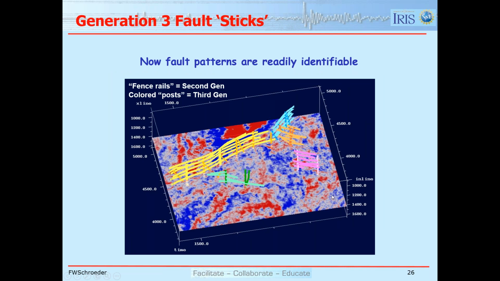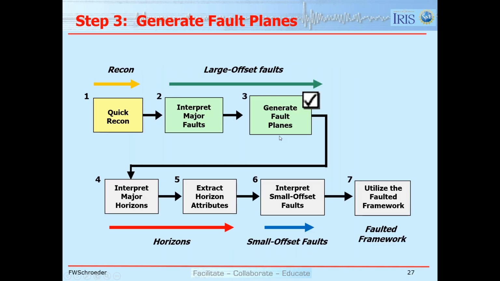I've left one time slice visible, and you can see the rails of the fence. Those are based on the time slices. My generation 3 faults are the slightly deeper yellow, and you can see where I picked that. You can see where I picked the aqua fault, the orange fault, the magenta fault, and the light green fault. So that gives me a start of mapping out some of the major faults here.